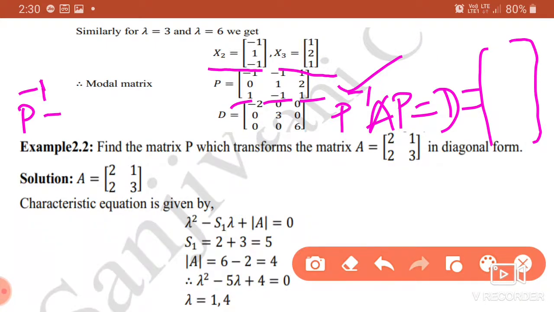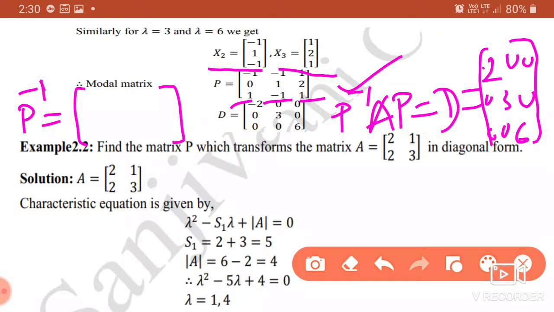Try to find it by calculator. Write down the P inverse matrix and directly substitute here. You will get eigenvalues minus 2, 3 and 6, and the remaining non-diagonal elements are 0. So in this way you can write the diagonal matrix directly.